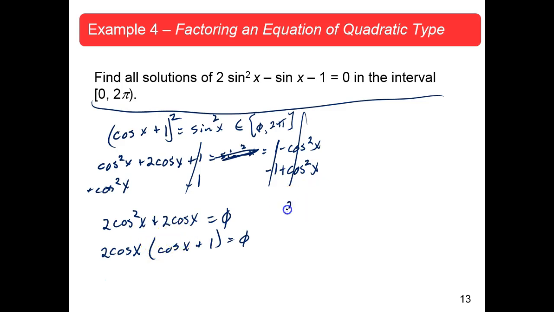So either 2 cosine x is equal to 0, because here you have 2 entities multiplied together that give you 0. That means one or the other or both of them have to be 0. Or cosine x plus 1 equals 0. Now, where is 2 cosine x equal to 0?